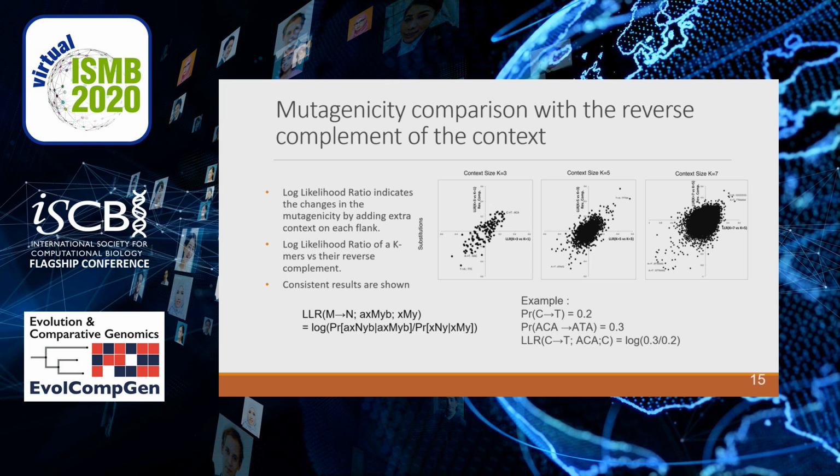However, as larger context sizes are considered, for example the k size of 7, the range of log likelihood ratio values obtained is reduced, and the reproducibility between a k-mer's log likelihood ratio and that of its reverse complement is reduced, showing a reduction in impact on mutagenicity.